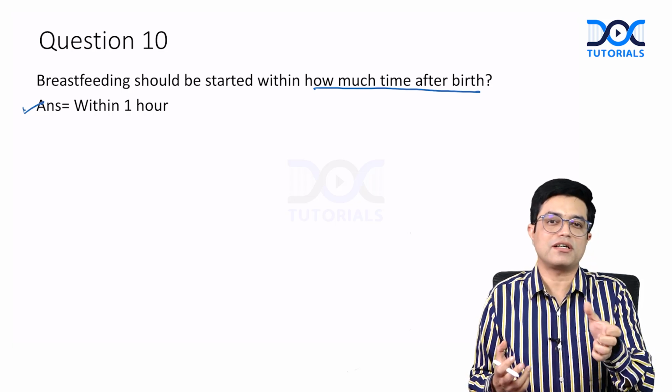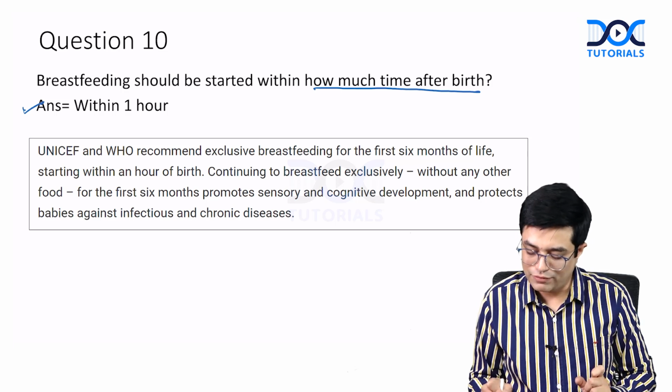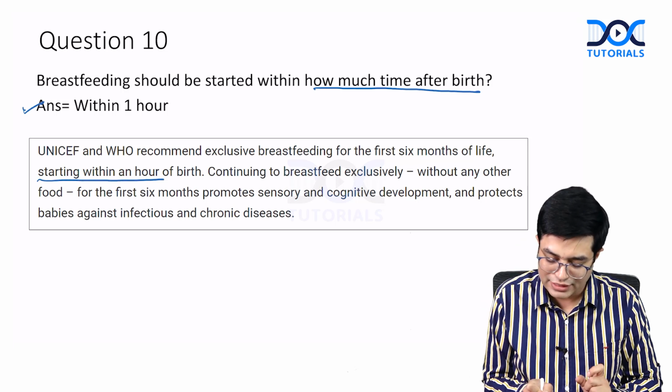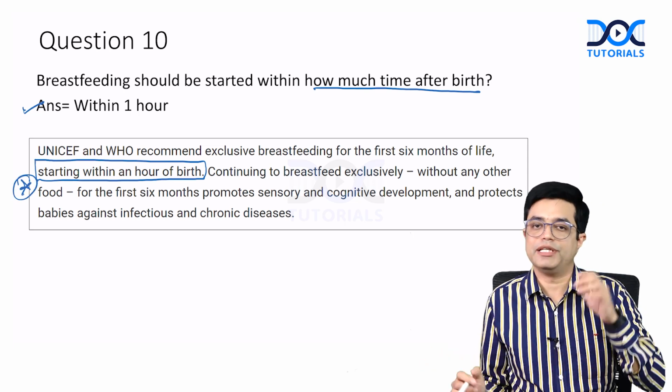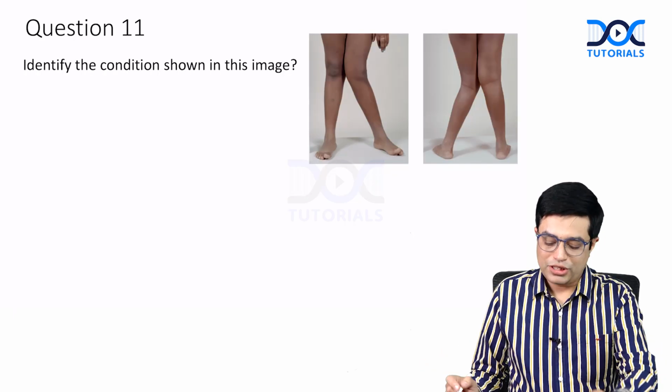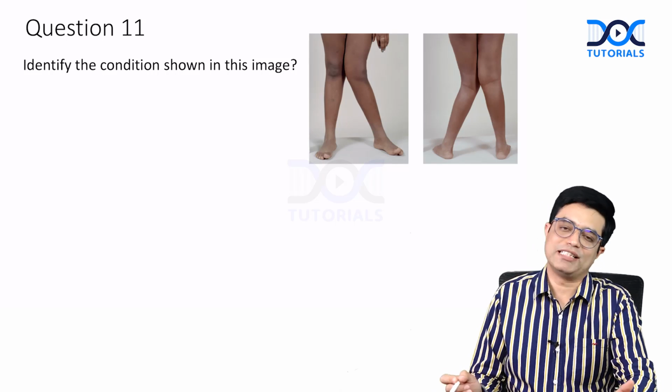But the examiner stuck to what WHO says. UNICEF and WHO still say that exclusive breastfeeding for the first 6 months should be started within an hour of birth, right? But recently, yes, within 30 minutes, we are doing it. Question number 11, identify the condition shown in this image. What is this image? This is an easy one.